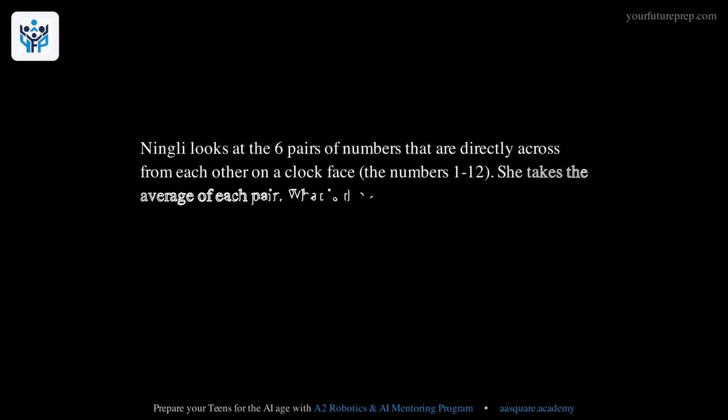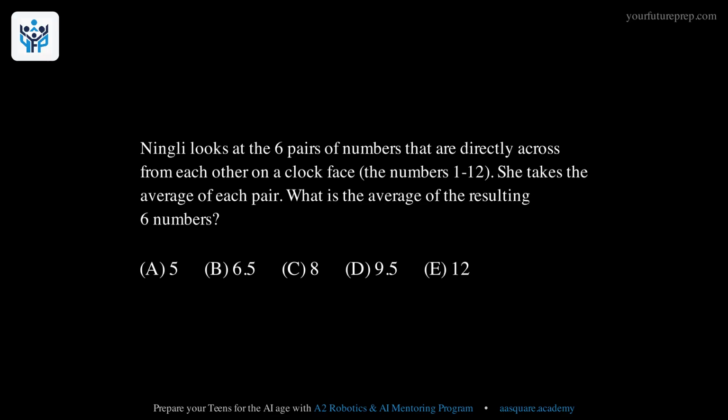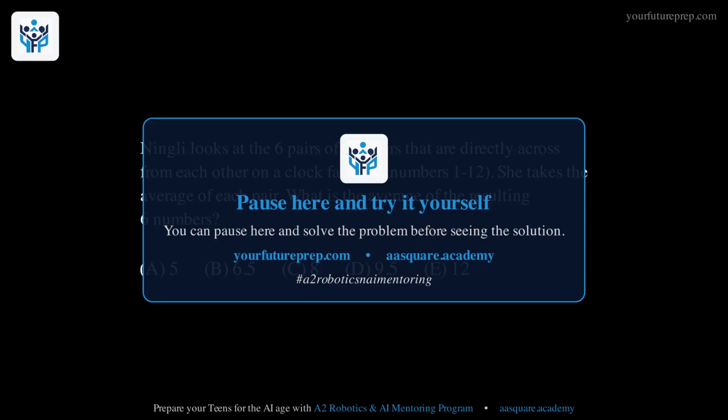Ningli looks at the 6 pairs of numbers that are directly across from each other on a clock face, the numbers 1 through 12. She takes the average of each pair. What is the average of the resulting 6 numbers? You can pause here and solve the problem before seeing the solution.